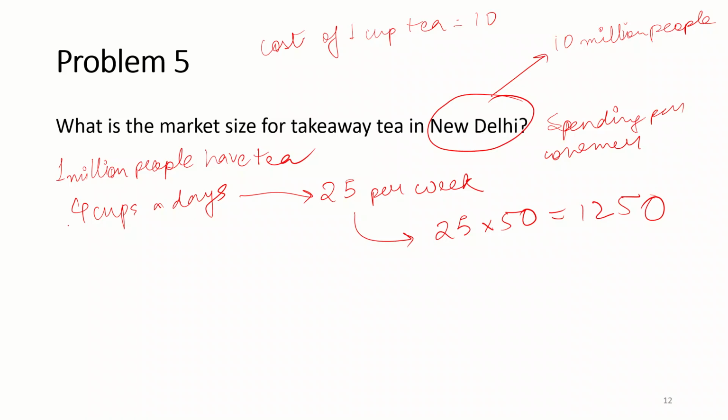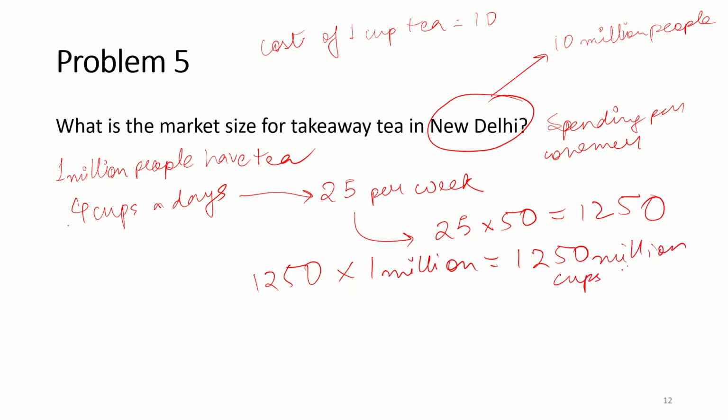So this is the number of cups a person will have in his year. I assumed 1250 into 1 million. So you have 1250 million cups of tea per year. Okay, agreed?